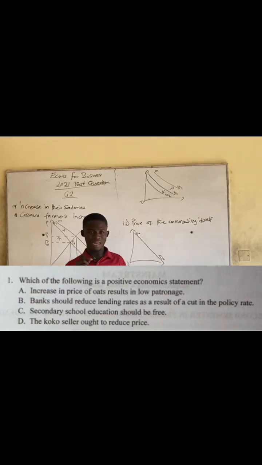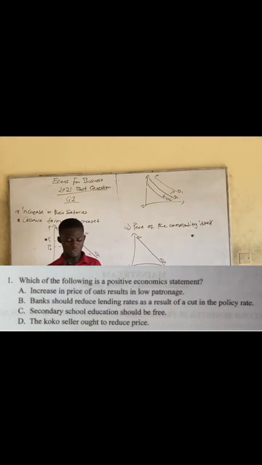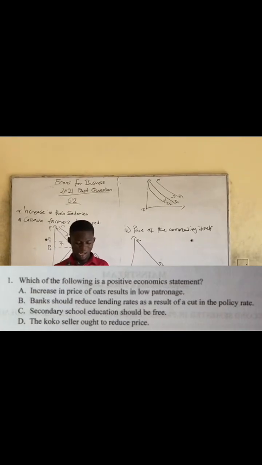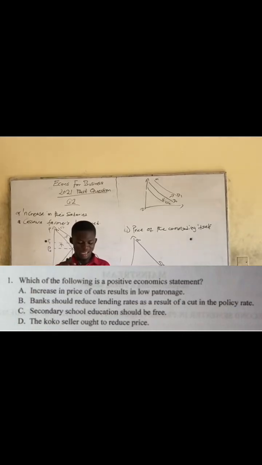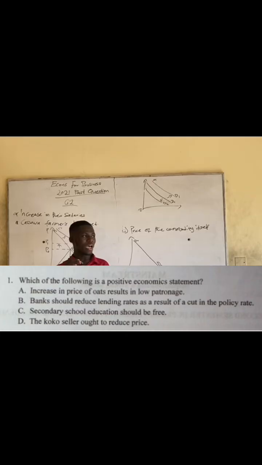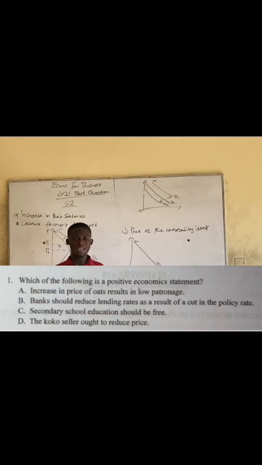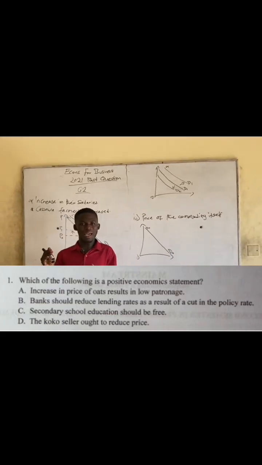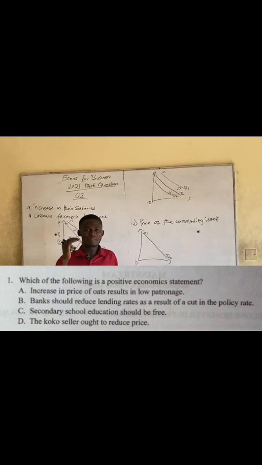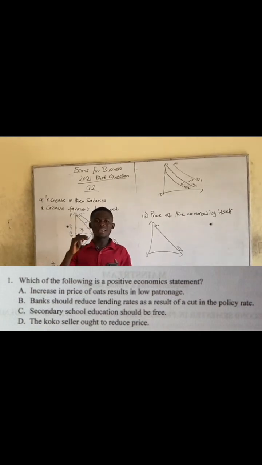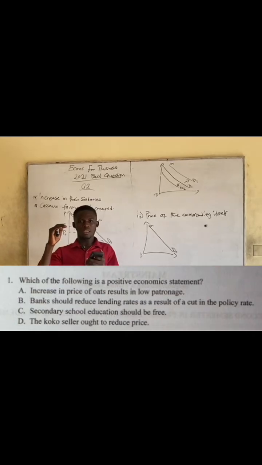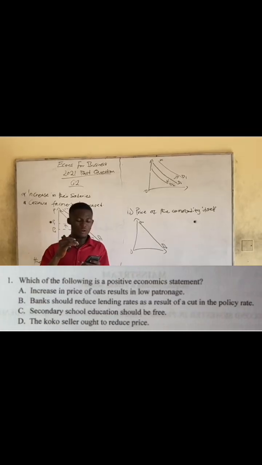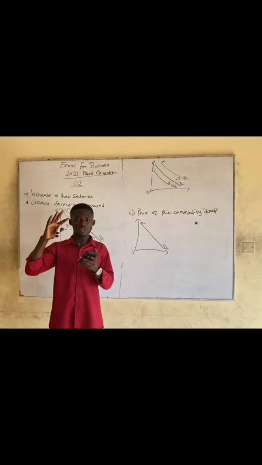And here you can identify the correct answer to be A, because it says that increase in price of oats results in low patronage. And this one also goes with the demand and the supply curve, which says that the law of demand, the higher the price, the lower the quantity. So when the price of oats increases, its demand will fall.